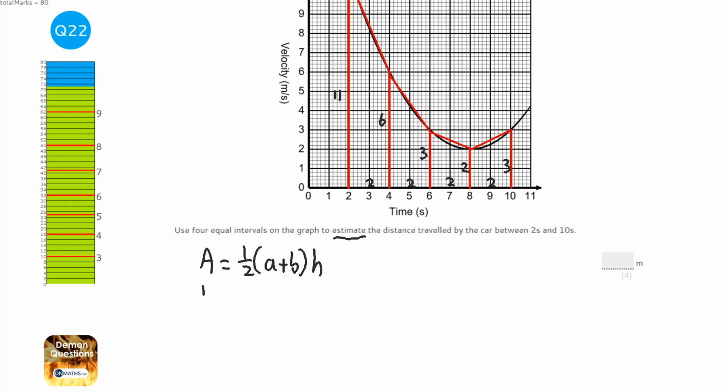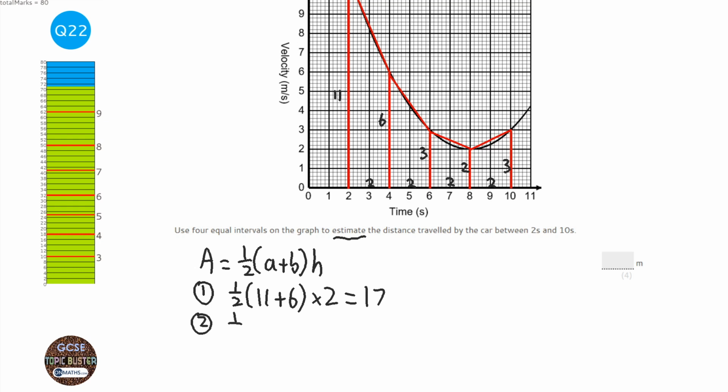So what I would do is just number the trapeziums that I'm doing. So I'm going to do number 1. Now number 1 is going to be half 11 plus 6, because a and b are the ones on the left and right of the trapezium, times 2. And I can use my calculator for this, so it's going to be 17 divided by 2 times 2. I don't know why I'm dividing by 2 and timesing by 2. It's just going to be 17, because the half and the 2 will cancel out. So the second one is going to be half, and this time it's 6 plus 3 times 2. Well, we know the half and the 2 will cancel out, so that's just going to be 9.